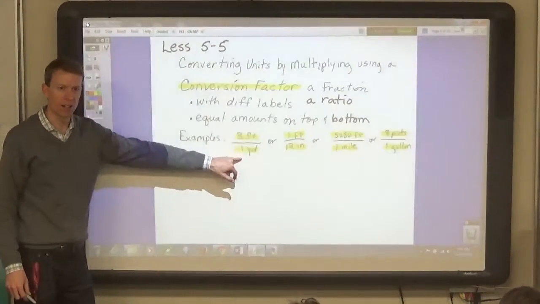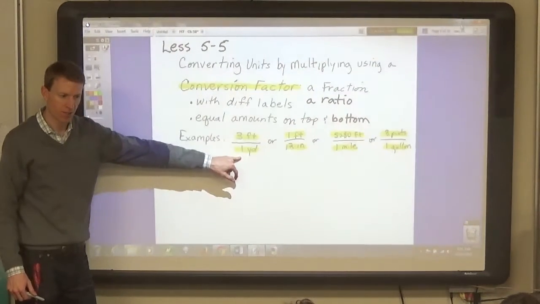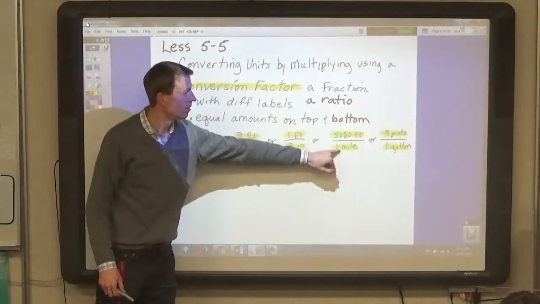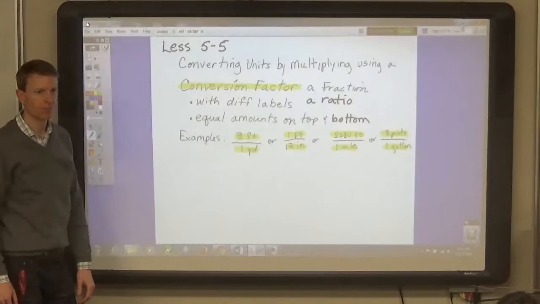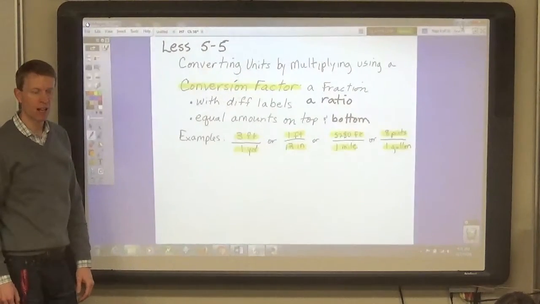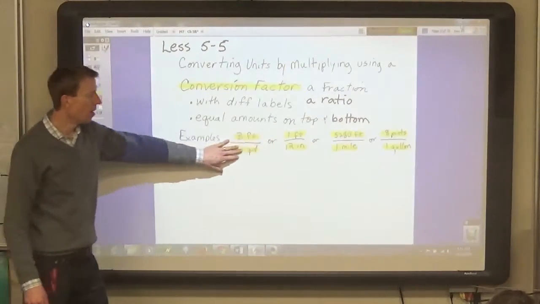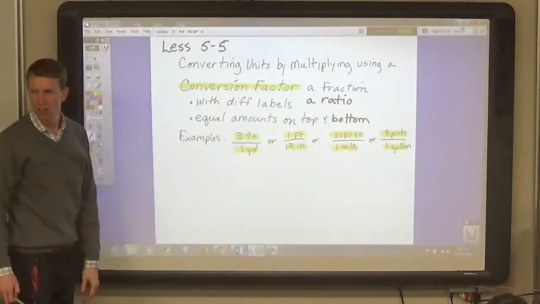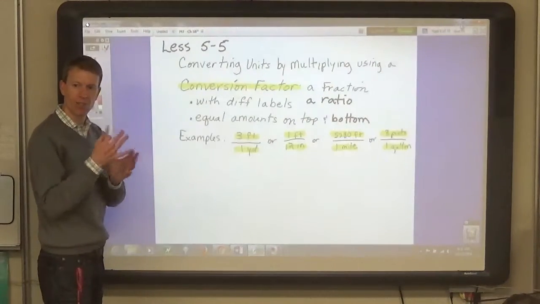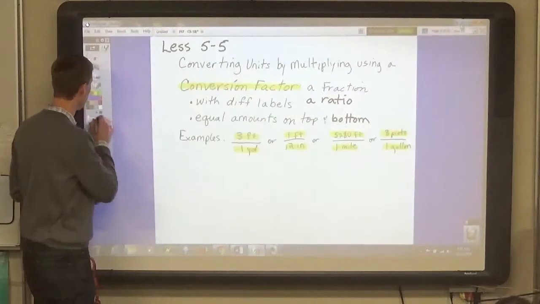3 feet and 1 yard is a ratio of feet to yards. 5,280 feet in a mile. Okay. 5,280 feet in 1 mile. So these are examples of ratios that we're going to use to multiply and convert a number from inches to feet or feet to inches. Okay? So here's how you do this.